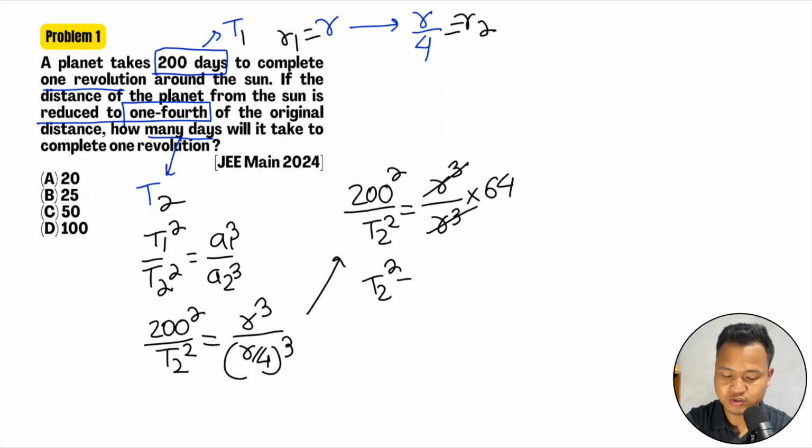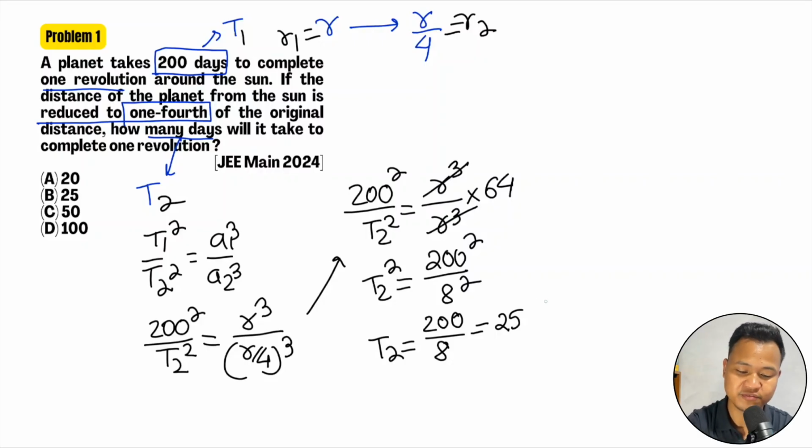So for T2 square, I will have here 200 square divided by 64, and 64 is 8 square. So take root on both sides. You will have T2 equals 200 divided by 8. So 2, 8, 2 are 16, 8, 5 are 40. 25 days is the time period. So the answer is B.